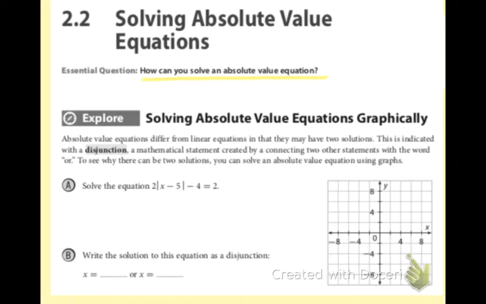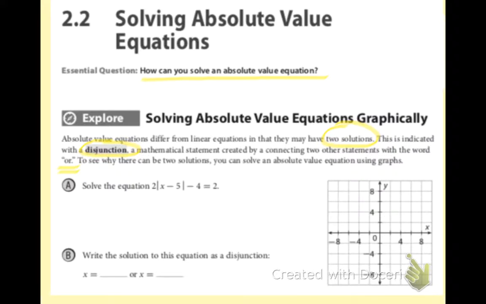An absolute value equation differs from a linear equation in that it has two solutions. That's the key you want to think about: almost all absolute value equations have two solutions. This is indicated with what's called a disjunction. A mathematical statement is a disjunction if it's connecting two other statements with the word or.